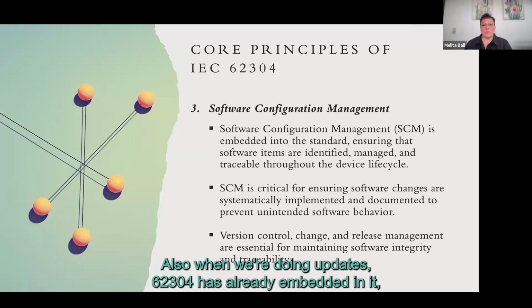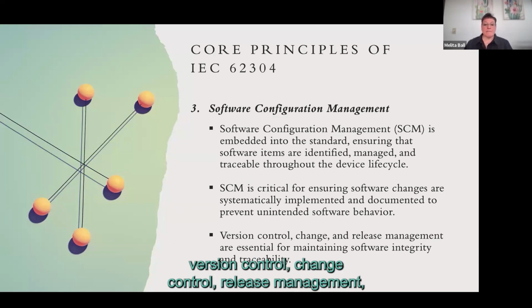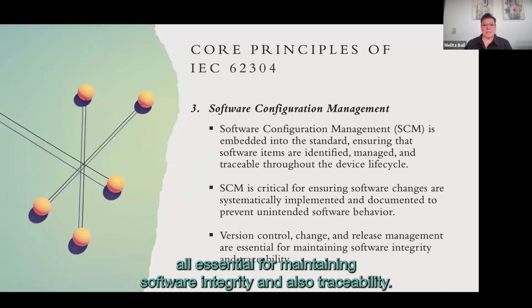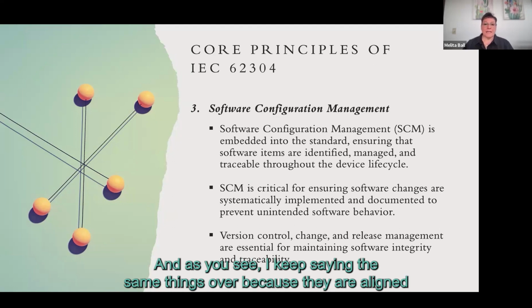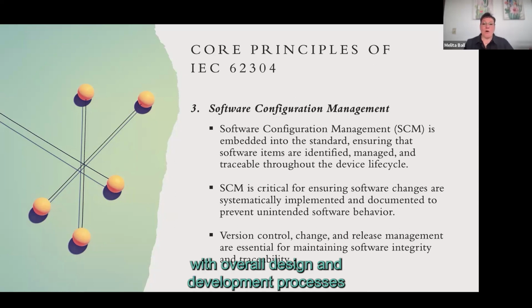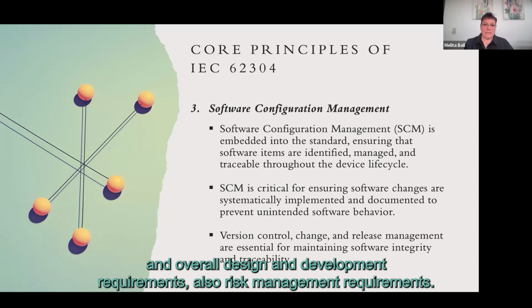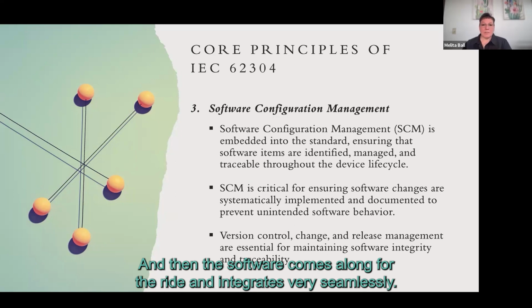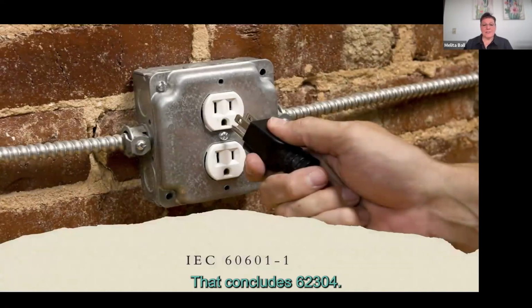Okay. Also, when we're doing updates, 62304 has already embedded in it version control, change control, release management, all essential for maintaining software integrity and also traceability. And as you see, I keep saying the same things over because they are aligned with overall design and development processes and requirements, also risk management requirements, and then the software comes along for the ride and integrates very seamlessly. That concludes 62304.